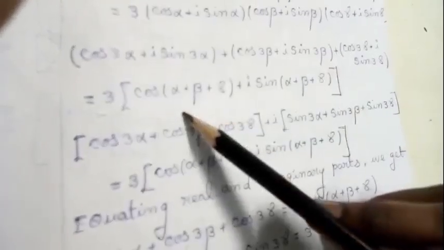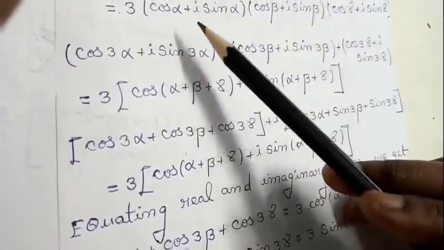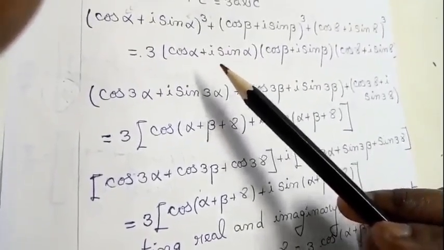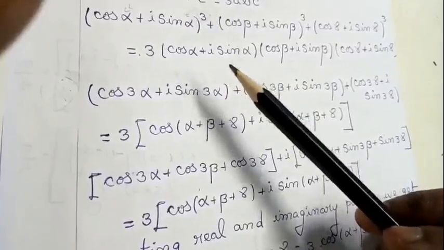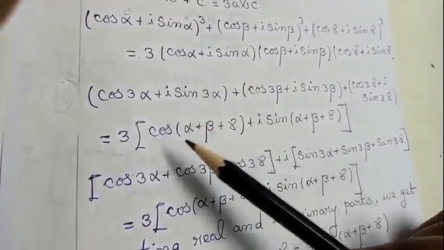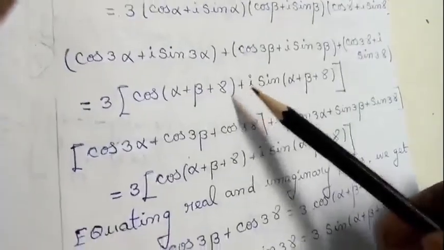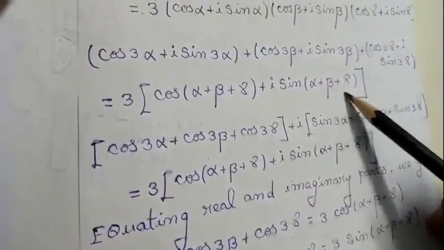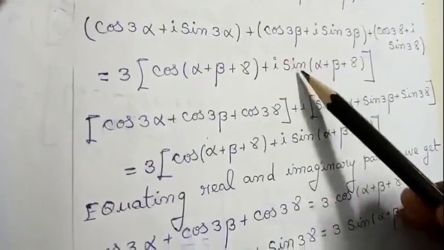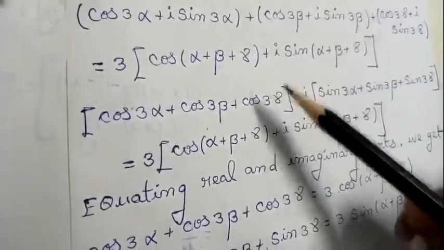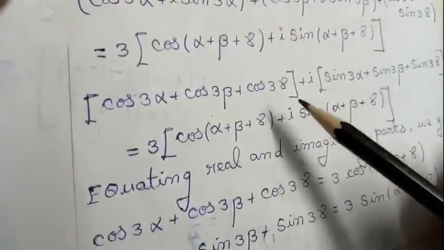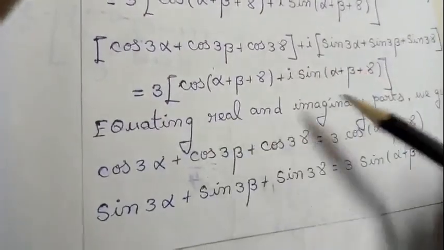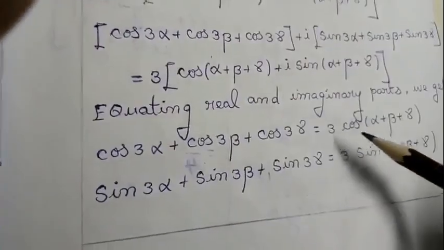On the right hand side, I am using another property which is given in your book, and using that property I am joining the real part, just adding the angles in the real part: cos of alpha plus beta plus gamma plus i sin of alpha plus beta plus gamma. After completing this step, you can multiply this 3 inside if you want. Overall, I am going to compare the real part and imaginary part of the left hand side and right hand side separately. So equating real part and imaginary part, I will get the required answer which is given in your book.